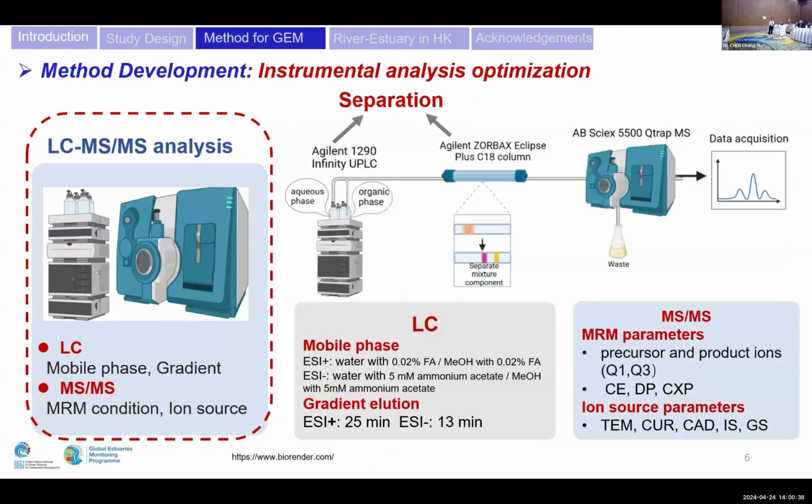Now let's move to the method development. This slide shows the instrument analysis optimization. It mainly focuses on the separation of the target pharmaceuticals and the detection and quantification of pharmaceuticals. In the LC part, we will focus on the mobile phase and its gradient elution. As to the MS, we will optimize the MRM parameters and ion source parameters to optimize the sensitivity.